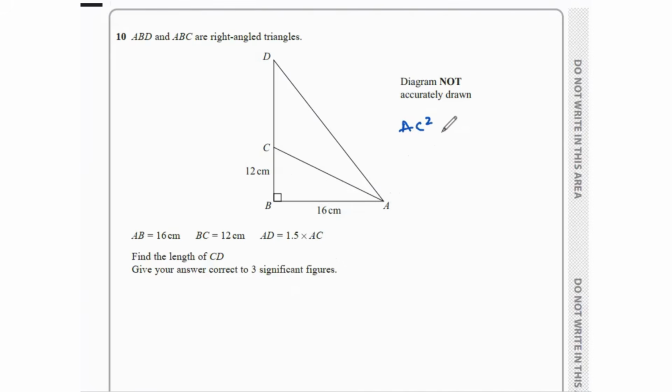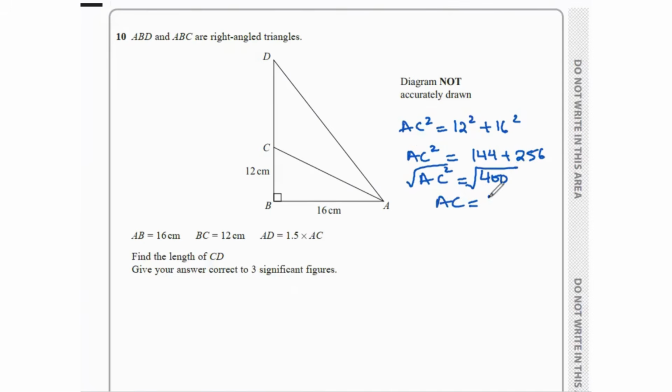AC is the hypotenuse. So AC squared equals 12 squared plus 16 squared. That's going to be 144 plus 256, which is 400. Then we will square root both sides, and AC is going to be 20 centimeters. Now AD is 1.5 times AC. So 1.5 times 20 is going to be 30 centimeters.